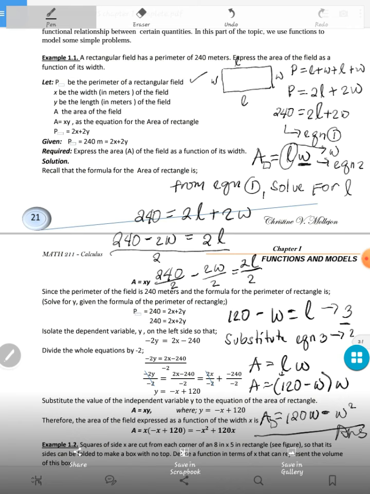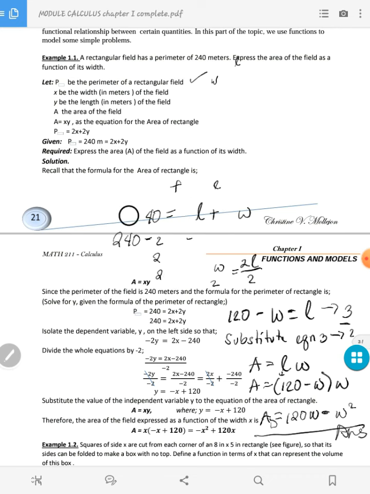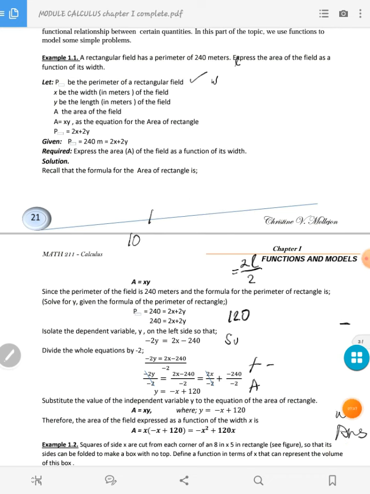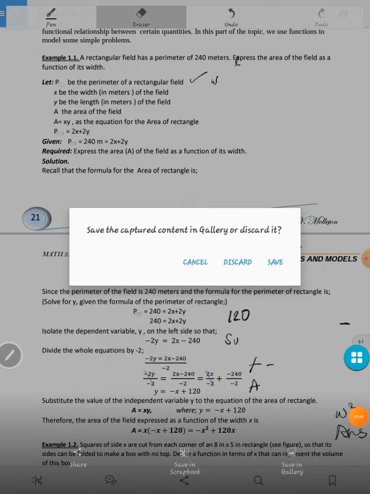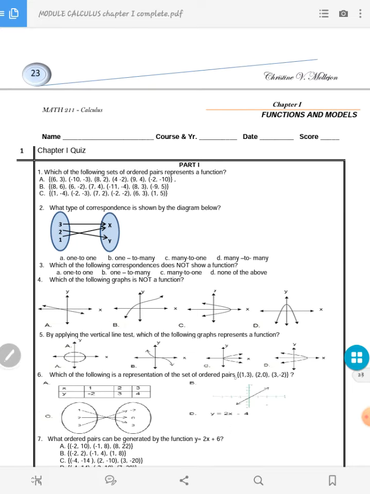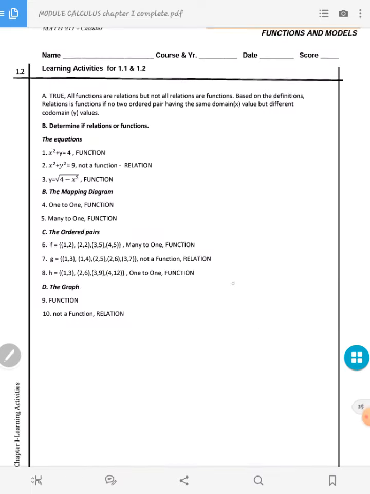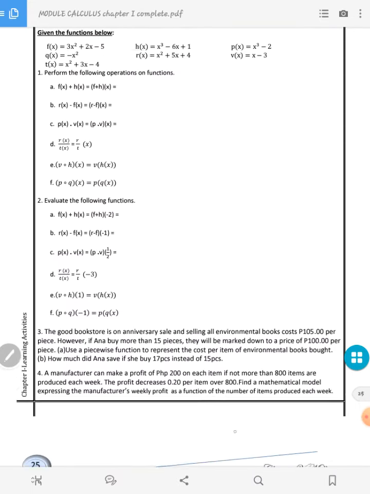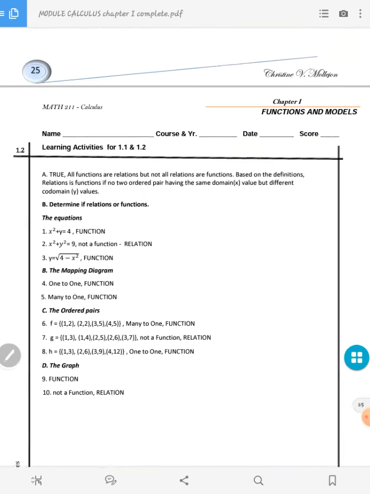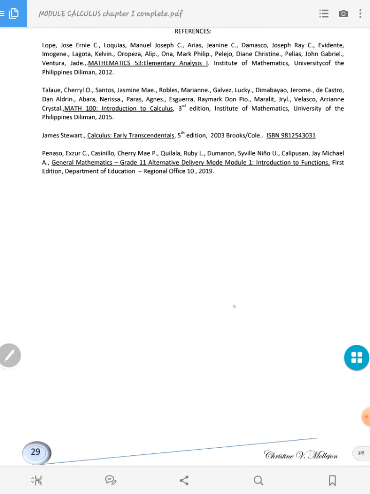Okay, next. For number 2, you can do it on your own. Then we will proceed with our next discussion, which is, what is the next discussion? Okay, so we have the chapter quiz. This was assigned as your online quiz.